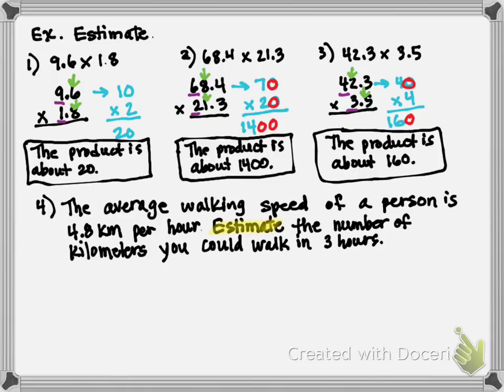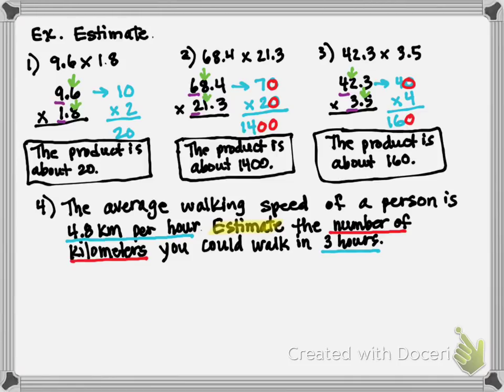Okay, so our key numbers, that's our next thing we need to do, is find our key numbers. We've got 4.8 kilometers per hour, and then we've got 3 hours. So those are our numbers. Now, let's just underline as well, what is it that we're solving for? We want to estimate the number of kilometers. Okay, so somehow we need to get kilometers per hour and hours to just be kilometers.